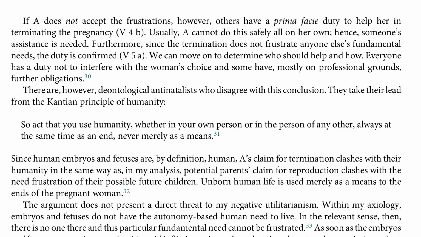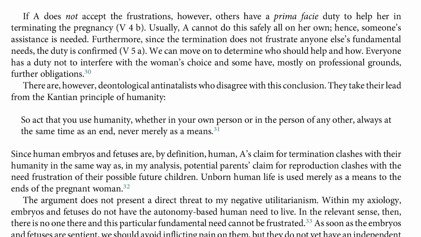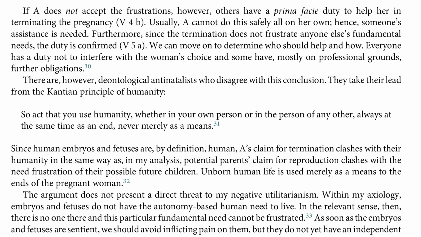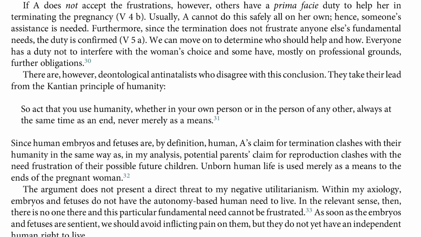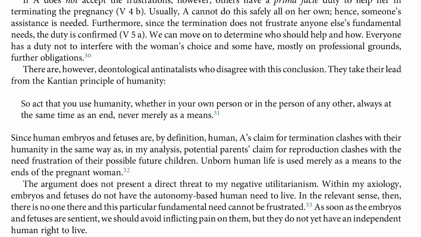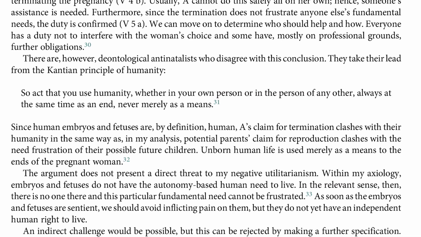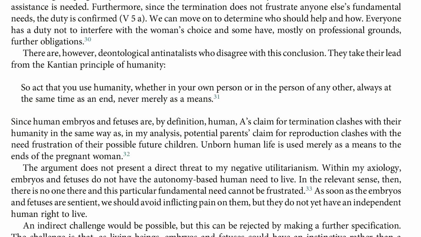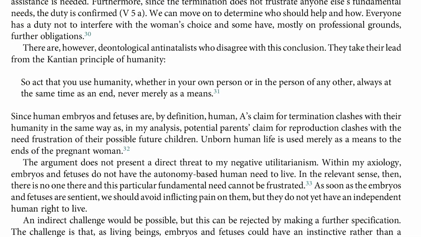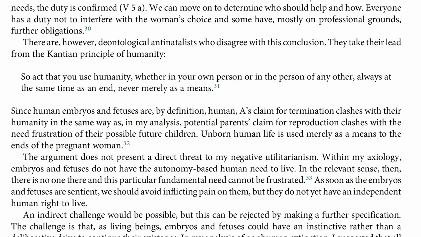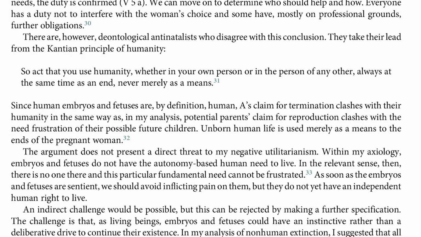Footnote 30. There are, however, deontological antinatalists who disagree with this conclusion. They take their lead from the Kantian principle of humanity. "So act that you use humanity, whether in your own person or in the person of any other, always at the same time as an end, never merely as a means." Footnote 31. Since human embryos and fetuses are, by definition, human, A's claim for termination clashes with their humanity in the same way as, in my analysis, potential parents' claim for reproduction clashes with the need frustration of their possible future children.